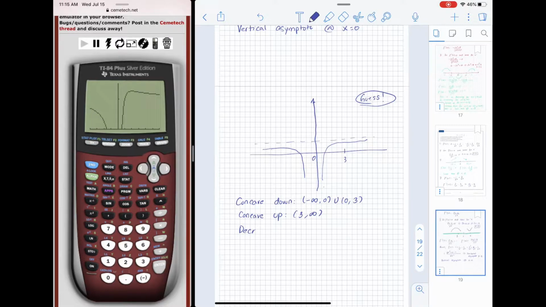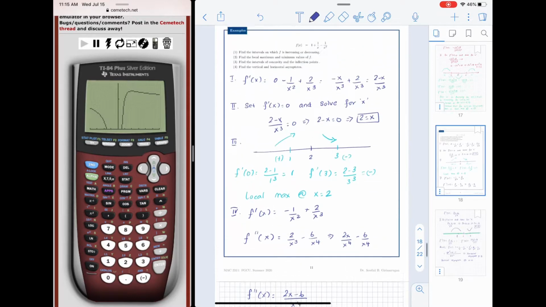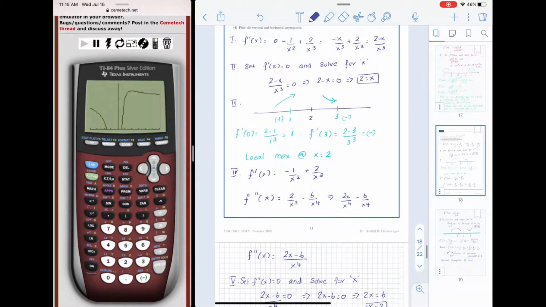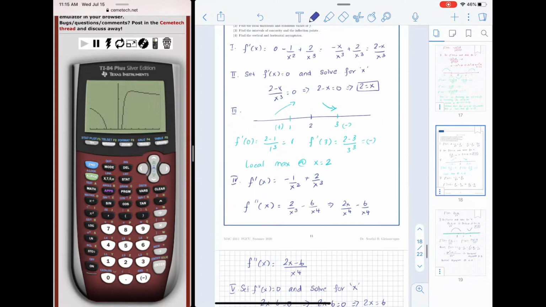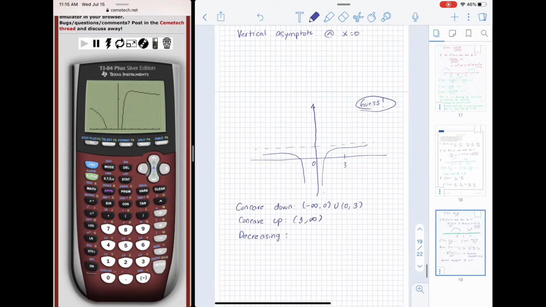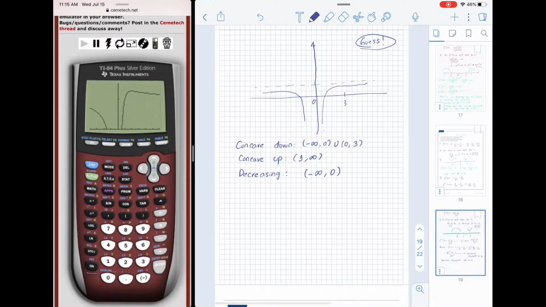It's decreasing for x in negative infinity up to 0, increasing from 0 to 2, and it's decreasing again from 2 to infinity.